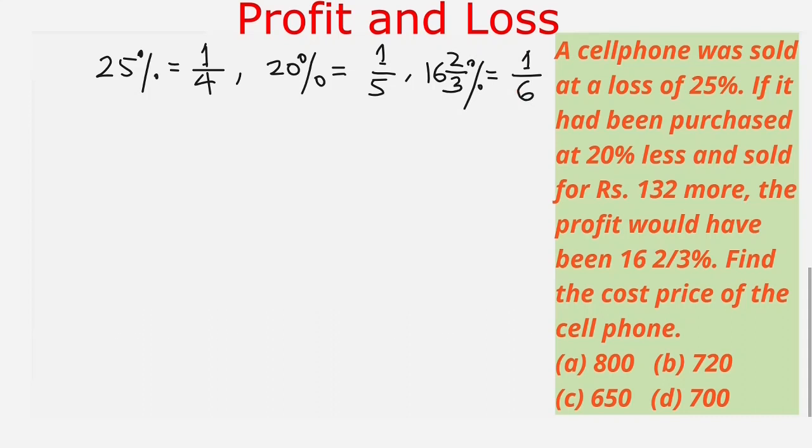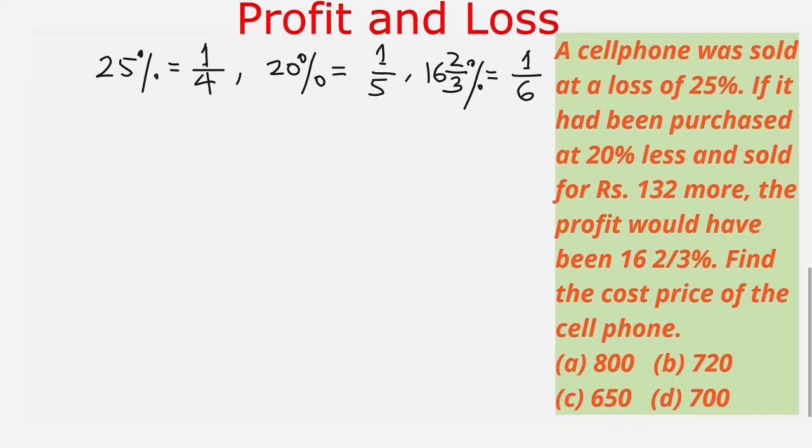Now, if we had assumed cost price to be 100, then 1 upon 6, or 16 whole and 2 upon 3%, comes out to be 16.67, which is a mixed fraction. And we are not going to get the whole number if we assume 100. Then what should we assume?